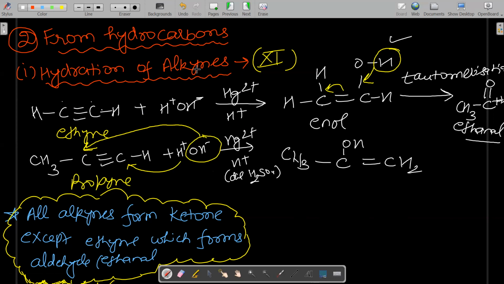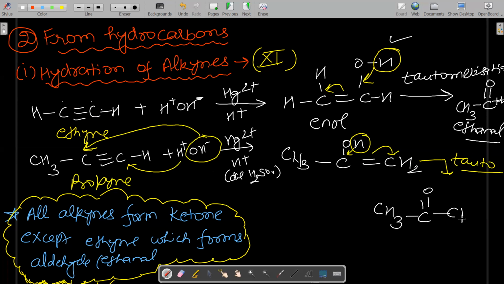And again, what will happen? Tautomerization. And in this tautomerization, this hydrogen and bond will be shifted to this carbon. So finally, what are we getting after tautomerization? There is again tautomerization, and when we tautomerize, it will give what product? Yes, CH3, now it becomes C double bond O CH3. So there is a formation of propanone.